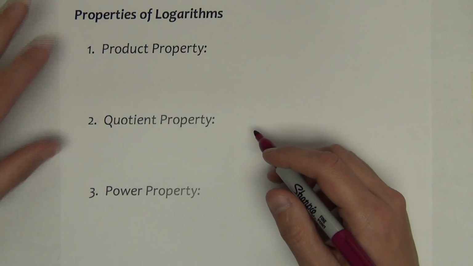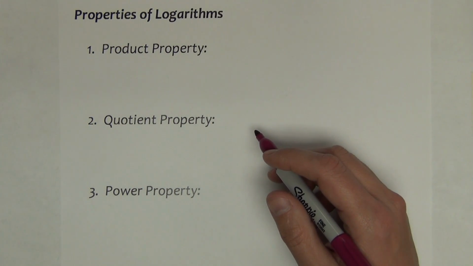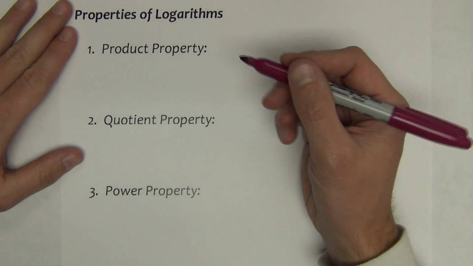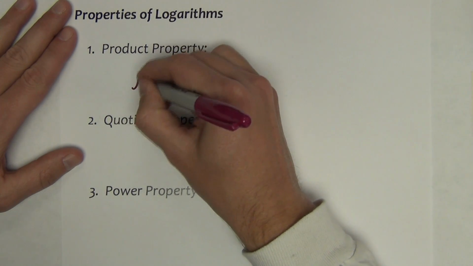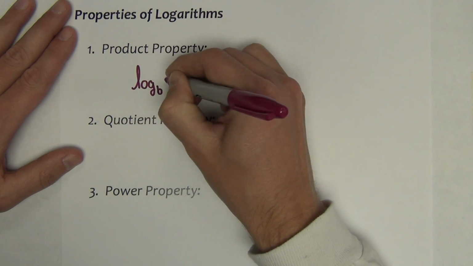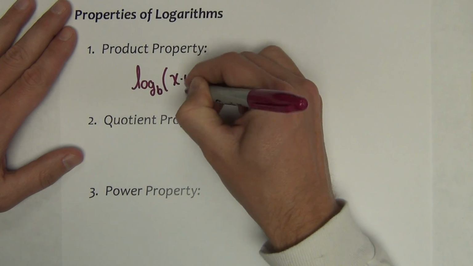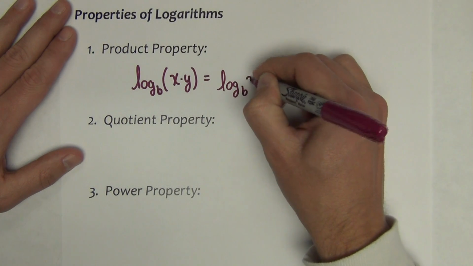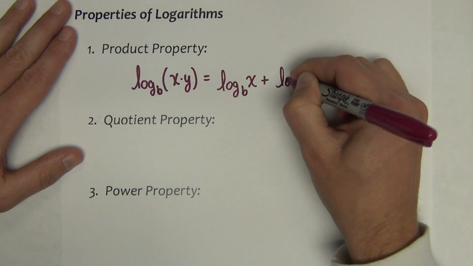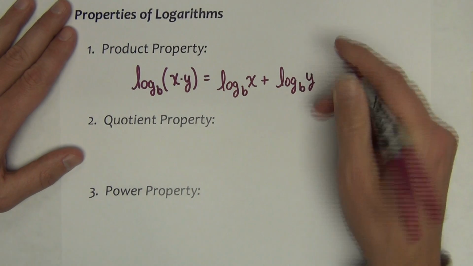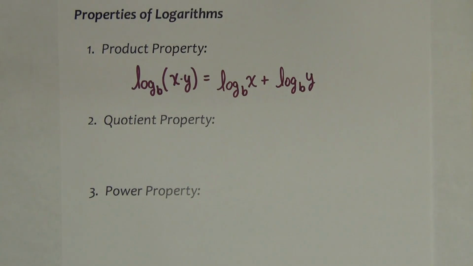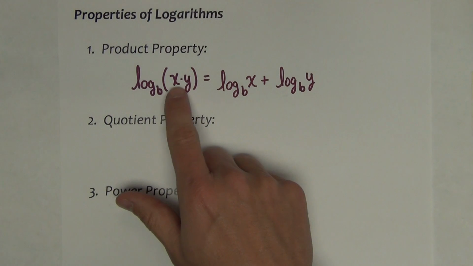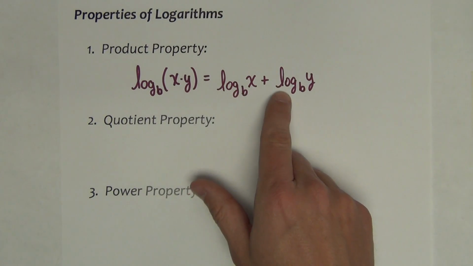Alright, this first slide goes over the three properties of logarithms that we're going to be using in this particular section. First one is the product property, and it says this: log base b of x times y is equal to log base b of x plus log base b of y. I'm using b just to illustrate that b can be any base. But the rule is this: if you have a product x times y, then that can be re-expressed as a sum of two logarithms.